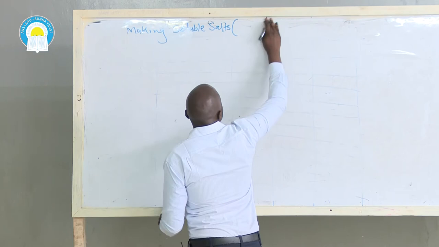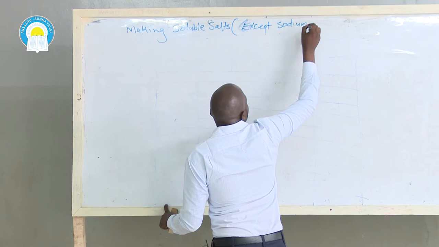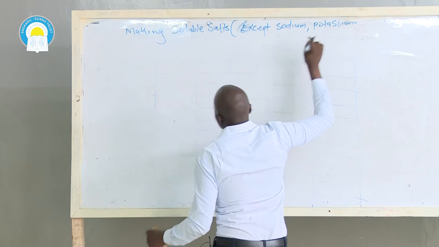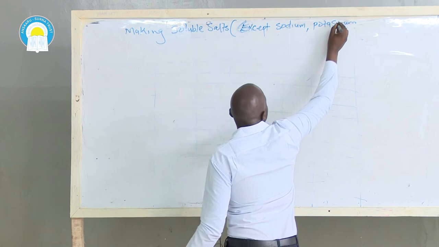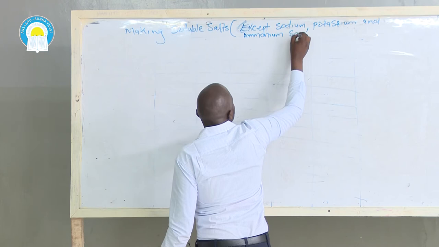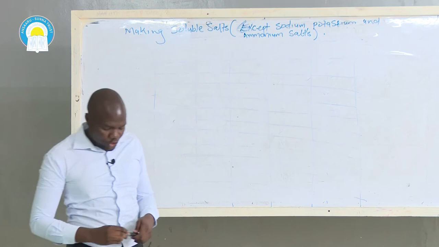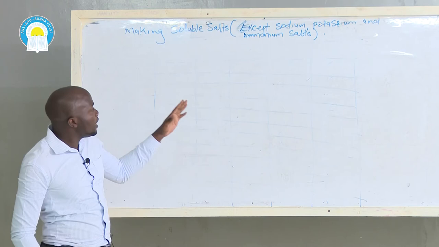Except sodium, except potassium, and ammonium salt. So we start looking at the methods that we can use to prepare soluble salt, except sodium, potassium, and ammonium salt.